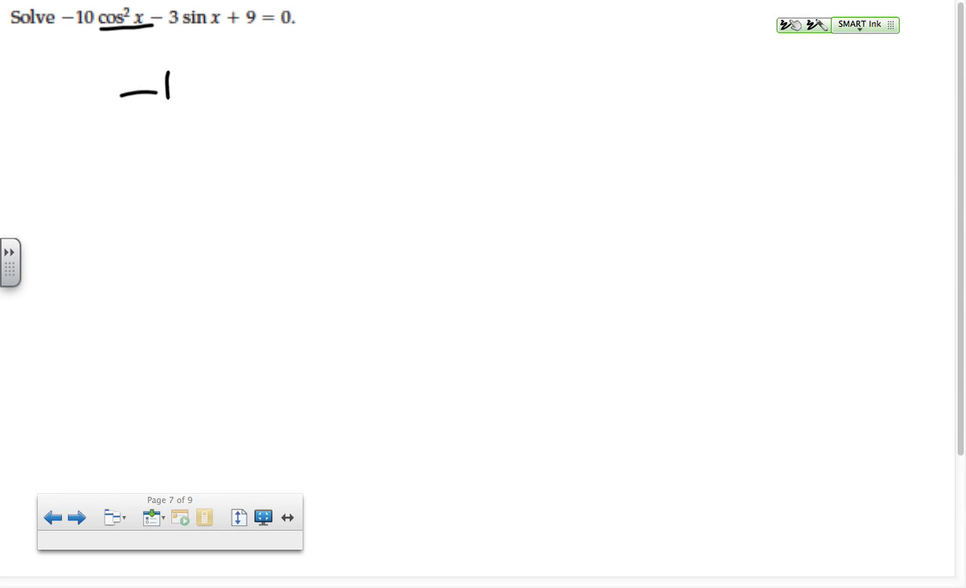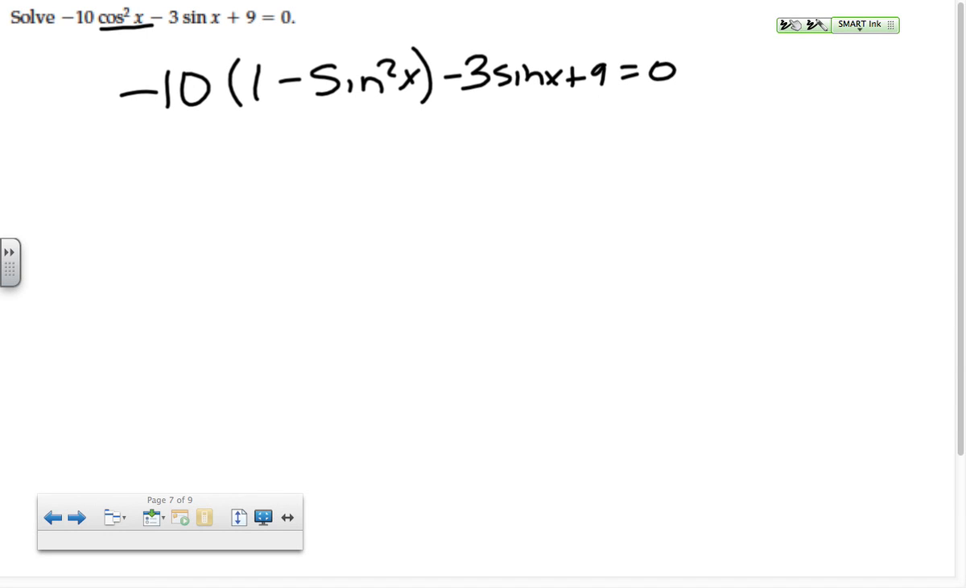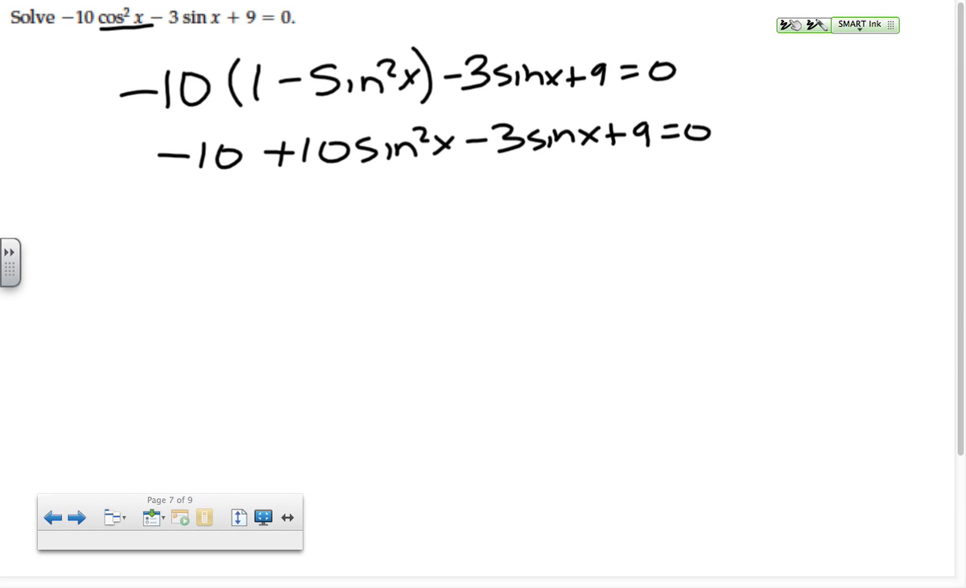So I'm going to rewrite this now as negative 10 times (1 minus sine squared x), minus 3 sine x, plus 9 equals 0. Then I'm going to simplify. Negative 10 plus 10 sine squared x minus 3 sine x plus 9 equals 0. Simplify just a little bit more. 10 sine squared x minus 3 sine x minus 1 equals 0.